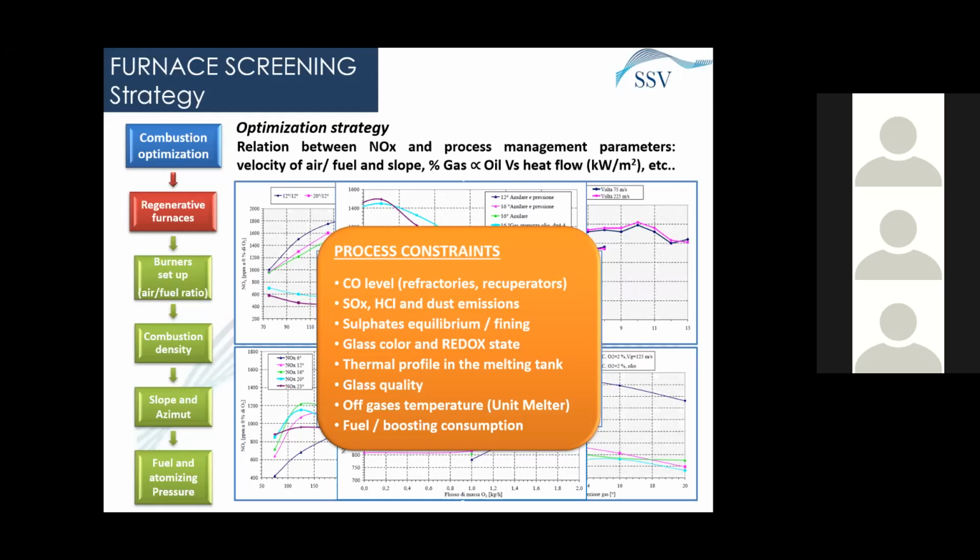And variation in the redox atmosphere on the glass melt could also affect the glass color. I mean, for example, if we are producing flint glass and having too much CO generation on the glass melt, it could affect the glass color in a bad way.